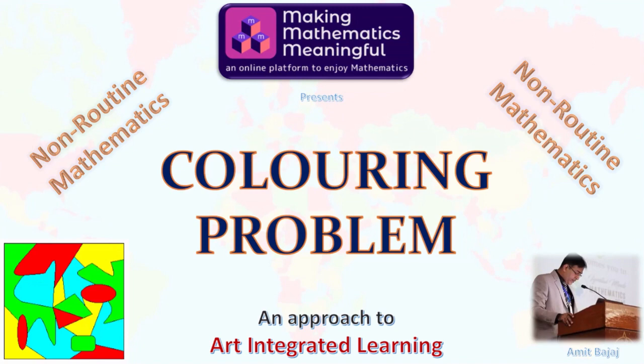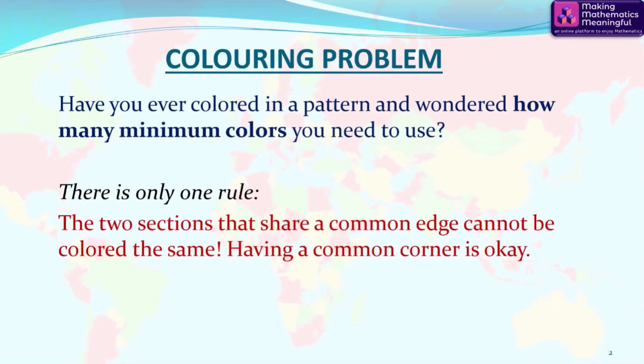Hello everyone. In today's episode, I will share a very interesting result in mathematics related to coloring patterns or even maps. Have you ever colored in a pattern and wondered how many minimum colors you need to use? And there is only one simple rule: two sections that share a common edge cannot be colored the same. Having a common corner is fine.